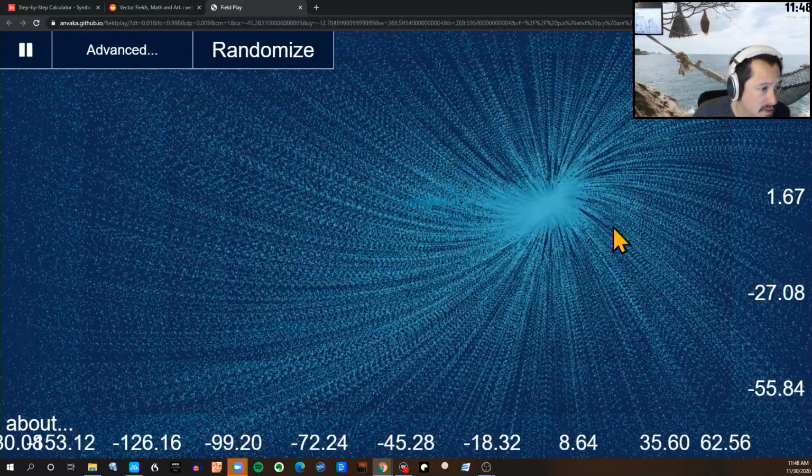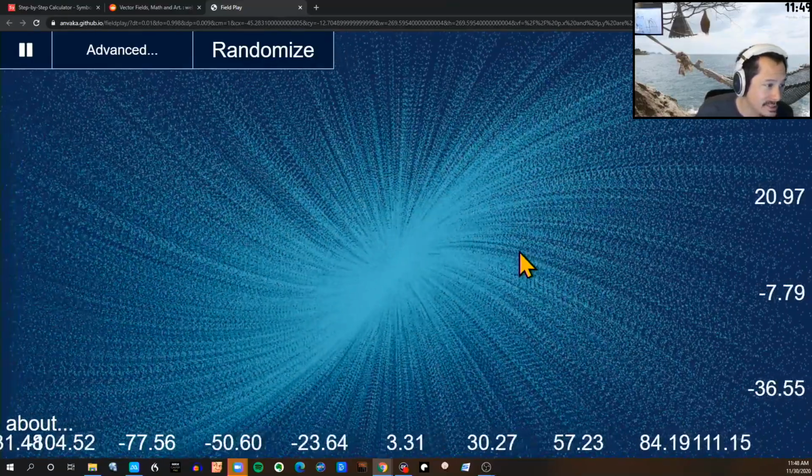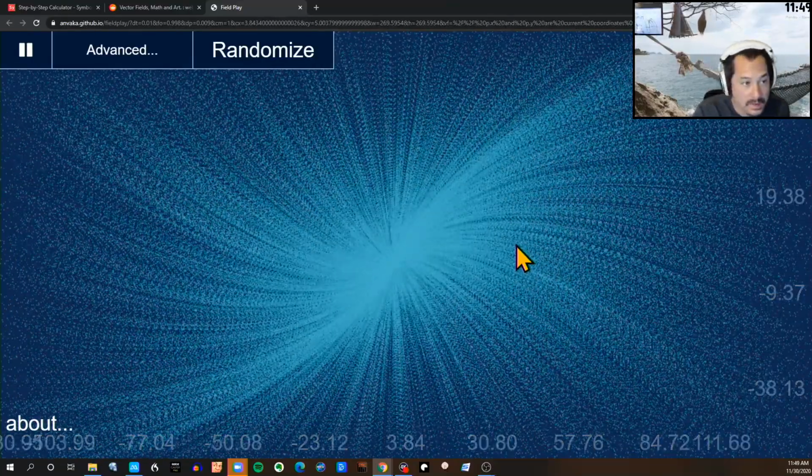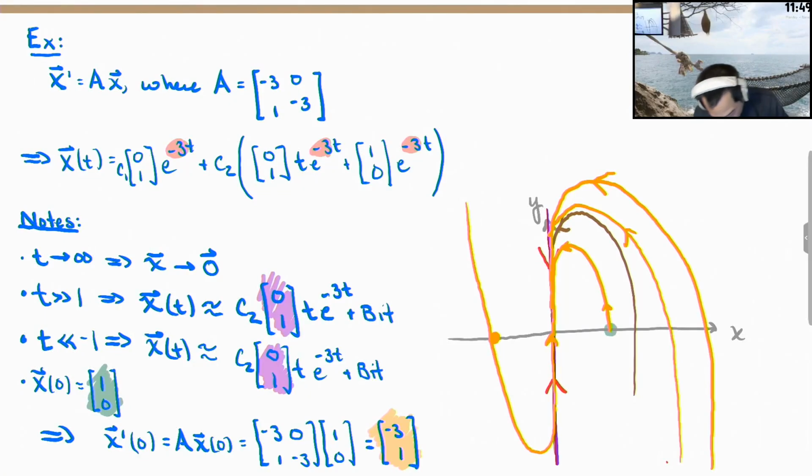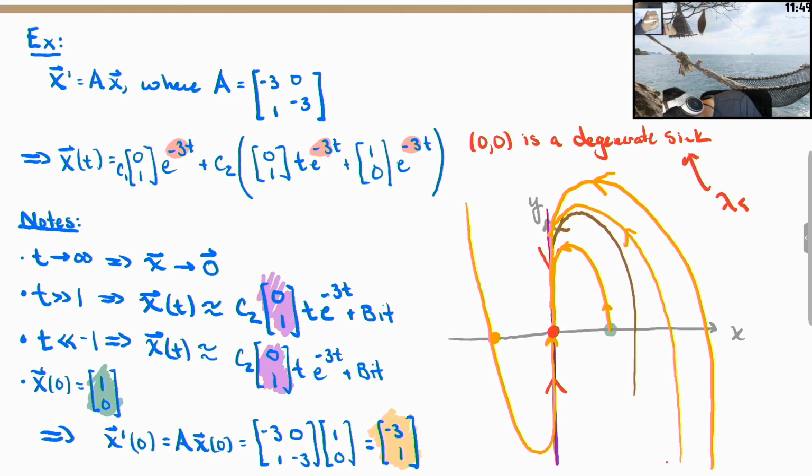Okay. So if I zoom out, yeah, we see the same sort of pattern. Okay, so going back over to the pad, what would I call this thing? I would say that the point 0, 0 is a degenerate sink. What does the sink have to do with? That has to do with the lambda being negative. What is the degeneracy? The degeneracy has to do with there being two eigenvalues that are the same.